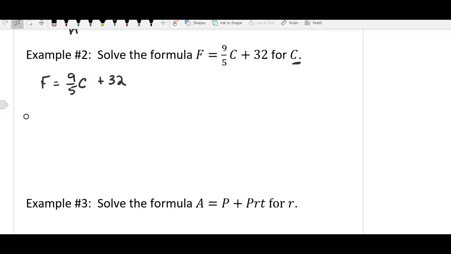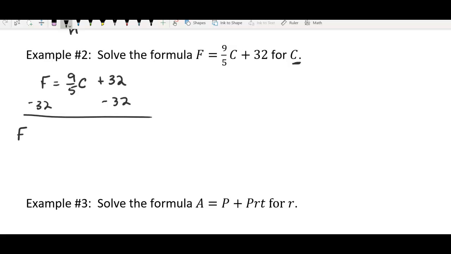So I'm trying to solve for C, trying to get C by itself. First thing I'm going to do is subtract 32. Now, what happens then on the left-hand side, I get F minus 32 equals 9 over 5 C. Okay, so that's where we're at. We're trying to get C by itself. We need to get rid of that 9/5. So we're going to multiply by the reciprocal on both sides. So I'm going to put 5 over 9 right here.